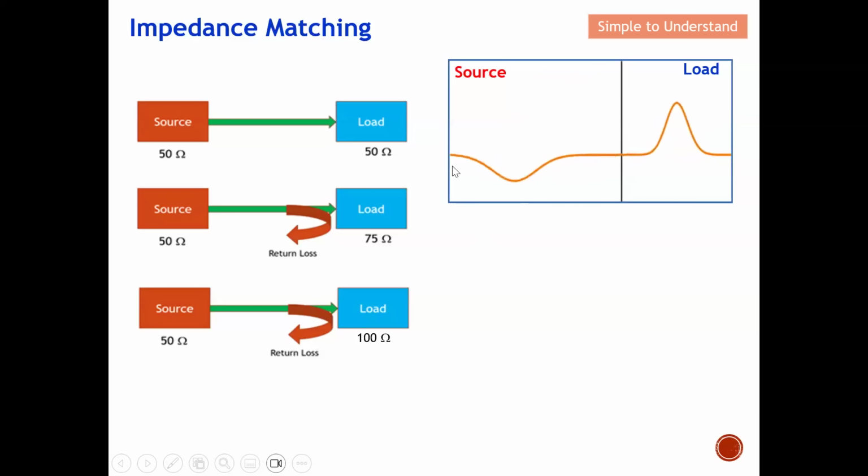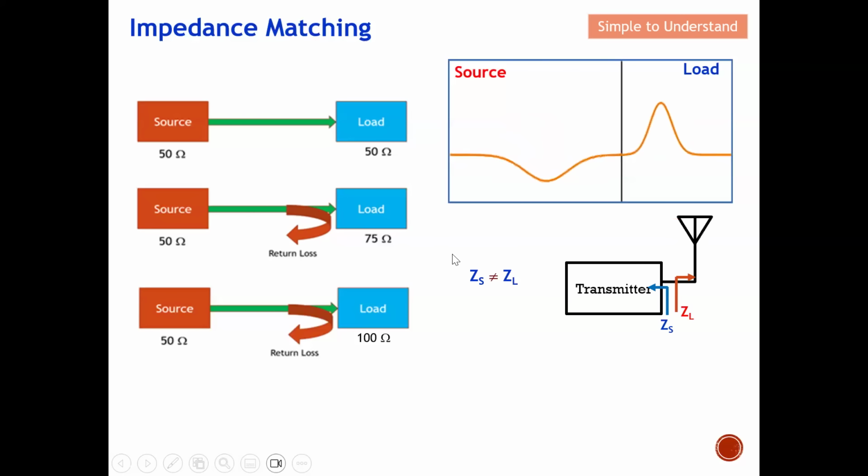So basically, this is what impedance matching is all about. Because some amount of power is reflected back, we need to do impedance matching to reduce the reflected wave as much as possible, so as to achieve maximum power transfer from the source to the load. So this is what impedance matching is.